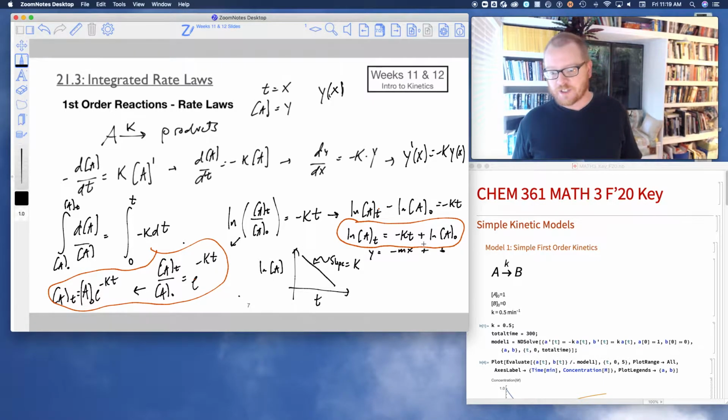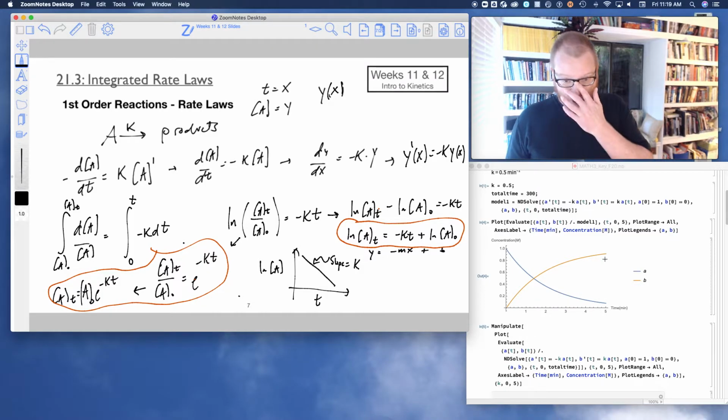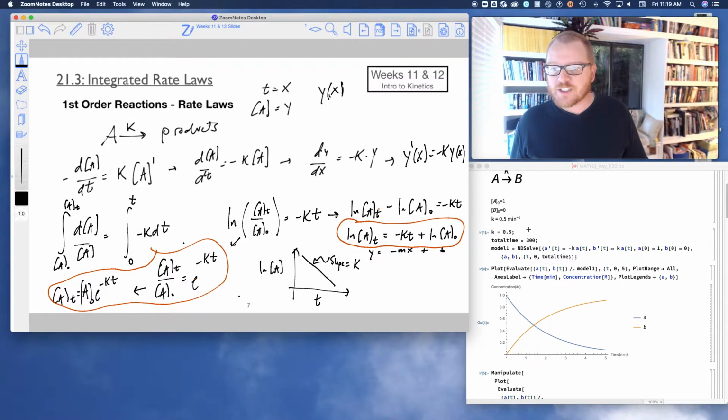So now let's move over to this model, okay? You notice here the linear form is the natural log versus time, which gives us a straight line. But here what I've got plotted, I just said call A0 1 molar and B0 0 molar. Even though I'm starting at 1 molar, it looks like the relative version.